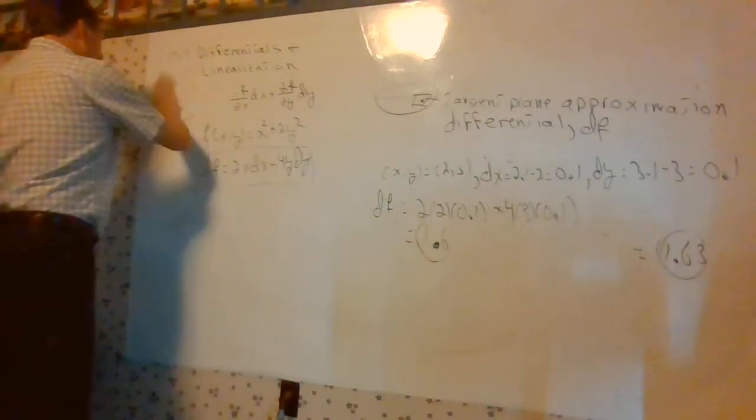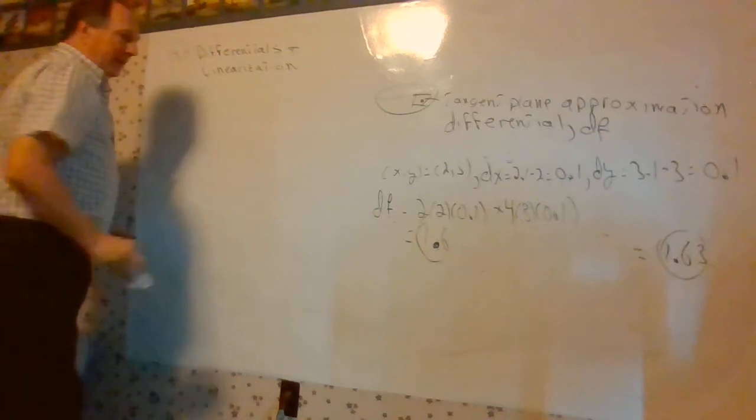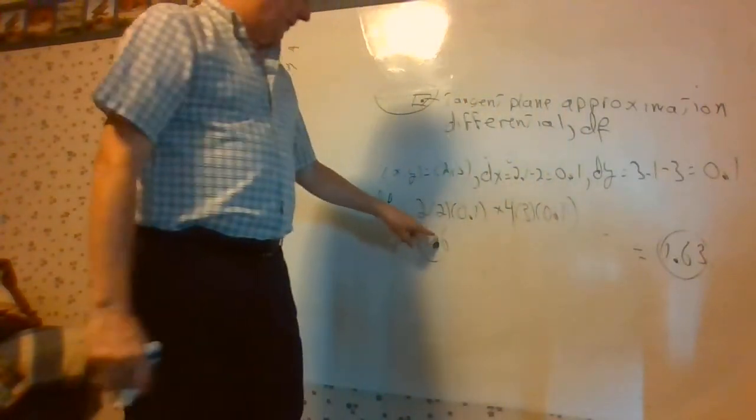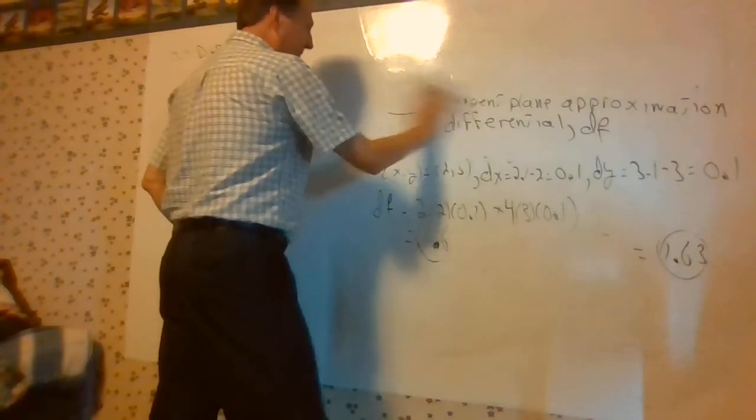So now, you may ask why use this sort of linearization when we have the real thing? Well, we can solve some interesting problems. Let me give you an example.